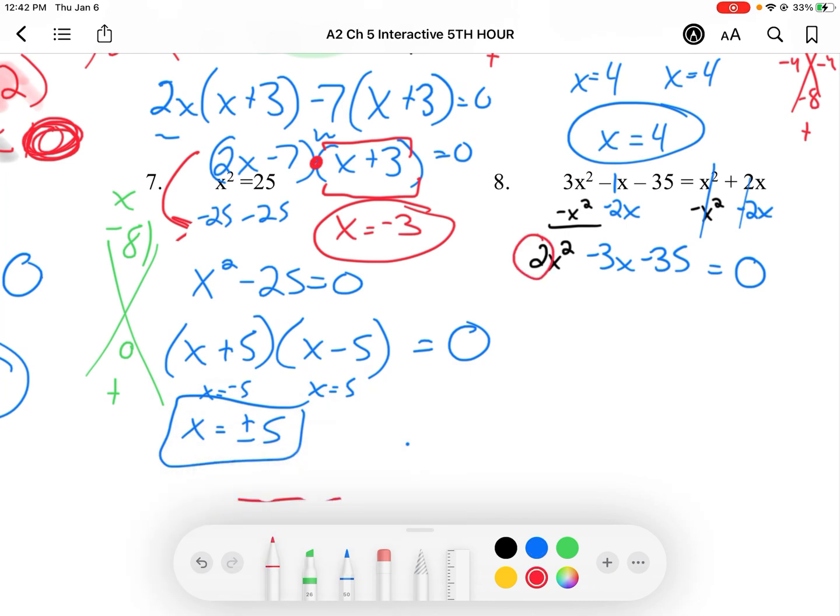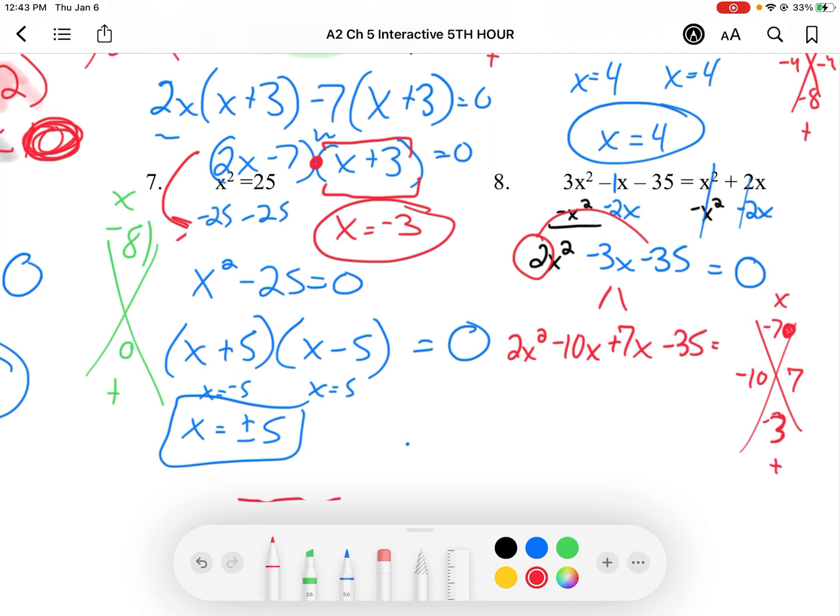Oh, curses. We've got a leading coefficient, an a value that we can't factor out. So we multiply a and c, you get negative 70. So we're looking for numbers that multiply to negative 70 and add to negative 3. Negative 10, positive 7, right? So we split in the middle: 2x squared minus 10x plus 7x minus 35 equals 0. Can factor a 2x out of these. Can factor a positive 7 out of those.